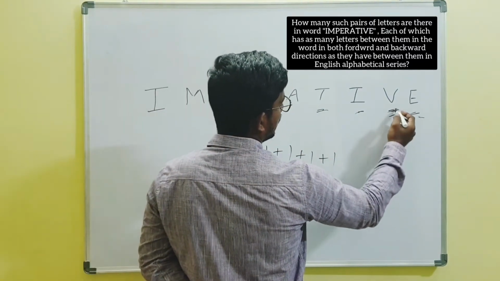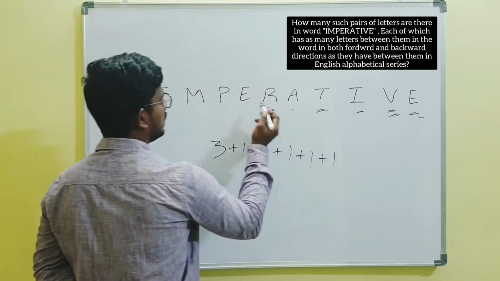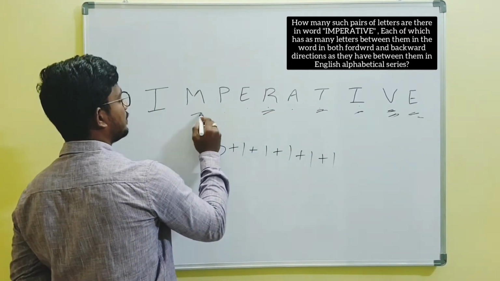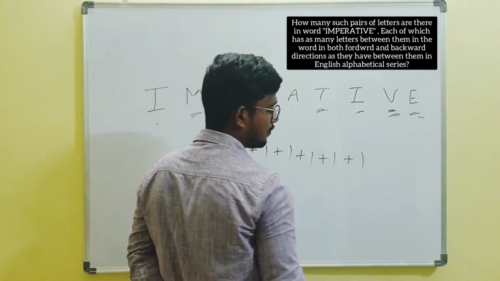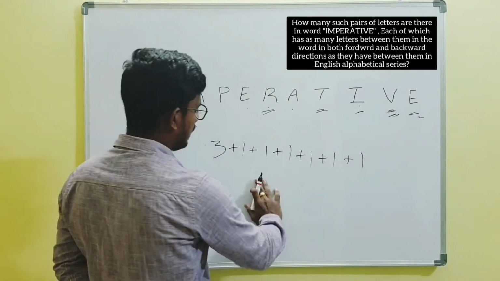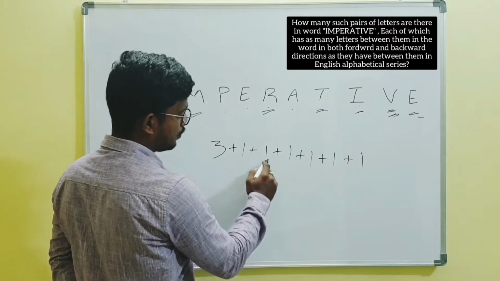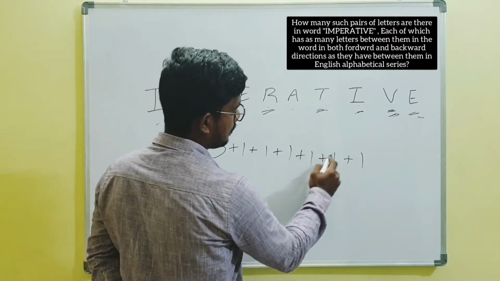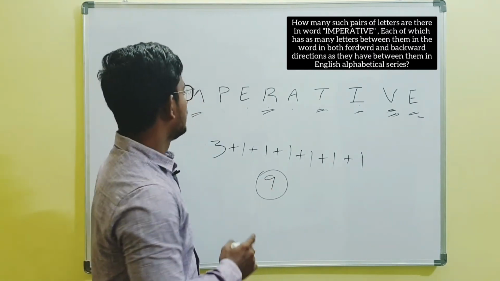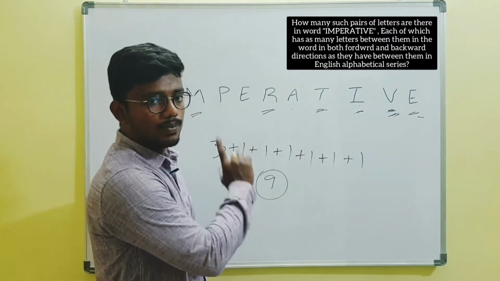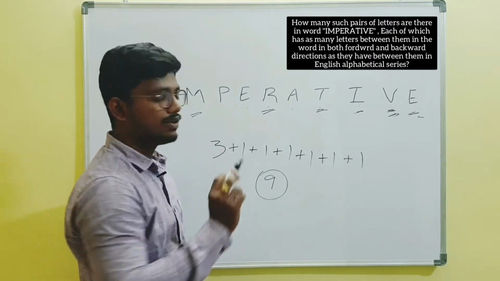Taking E now, F, G, H, I, J, K, L, M. Here M is matched and N is not matched. So one more pair of letters is formed. So entirely we have obtained 3 plus 1 is 4, 4 plus 1 is 5, 6, 7, 8 and 9. So 9 pairs of letters are formed in both forward and opposite direction in the word imperative.